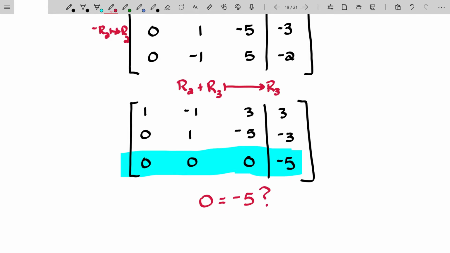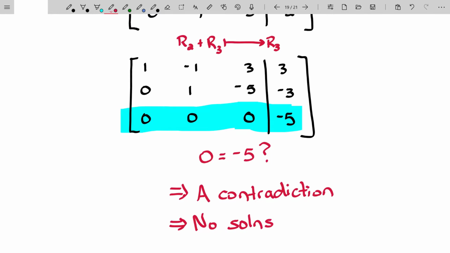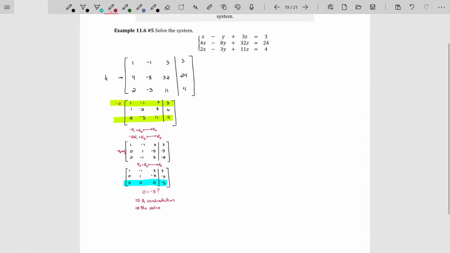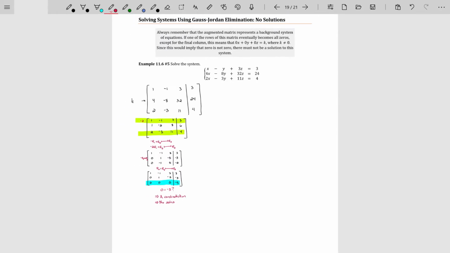And that cannot happen. So this is a contradiction, which means that we don't have any solutions to this entire system. No solutions. These are kind of the nice systems when you get no solutions, because when you're using Gauss-Jordan elimination, you arrive at an answer really quickly. There's just no solution. So this system is inconsistent. And that's all you have to do.